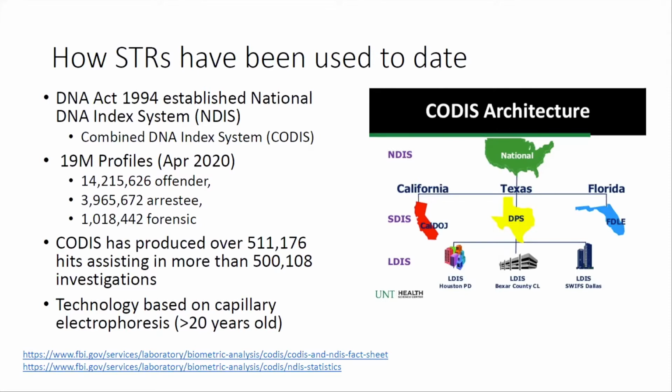And the system is quite robust. There's over 19 million profiles as of April of this year. I broke those down to show you just some representation of what's in each index. Over 14 million offenders. So this is an individual who's committed a crime and has been incarcerated. Their genetic profile is taken and put into the database for recidivism purposes. And we have close to 4 million arrestee profiles. So some states are allowing collection upon arrest. And then we have over 1 million forensic profiles.